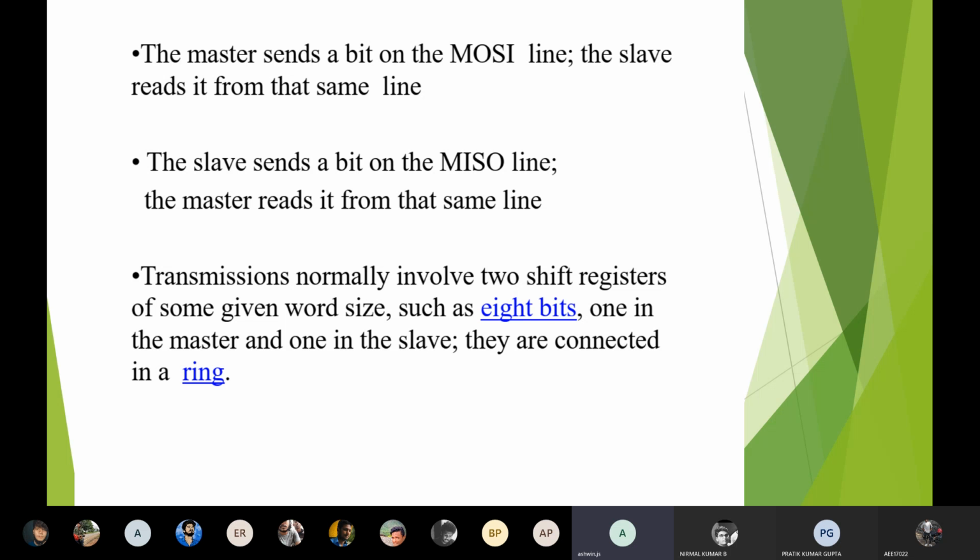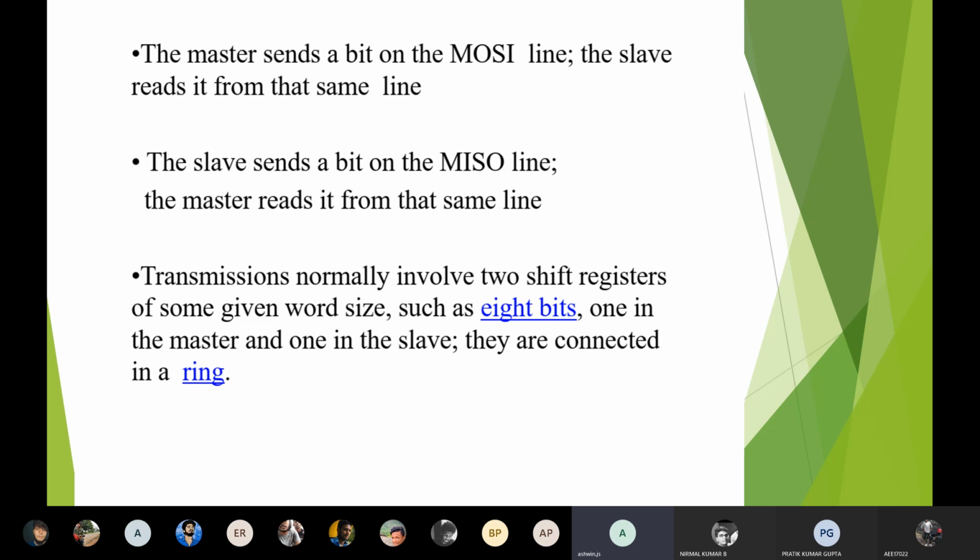So the master will send and the slave will read using MOSI, and the master will read by using MISO. The transaction will be done using 8 bits between each other. The master can transfer using 16 bits, and the slave will be able to transfer only the 8-bit condition.